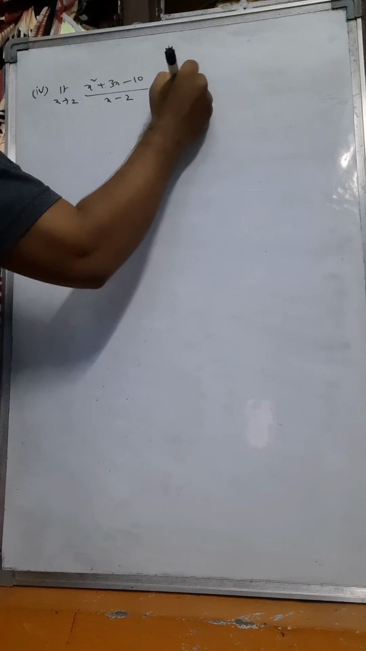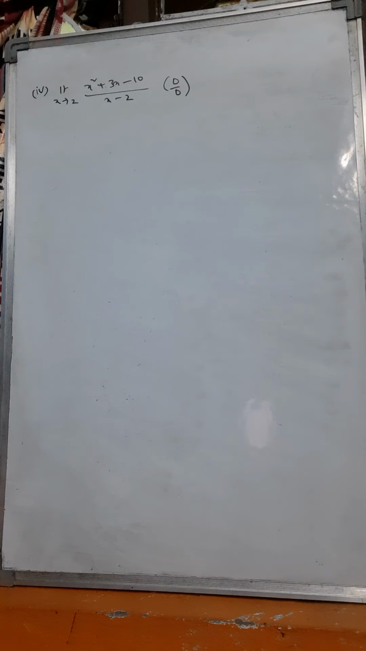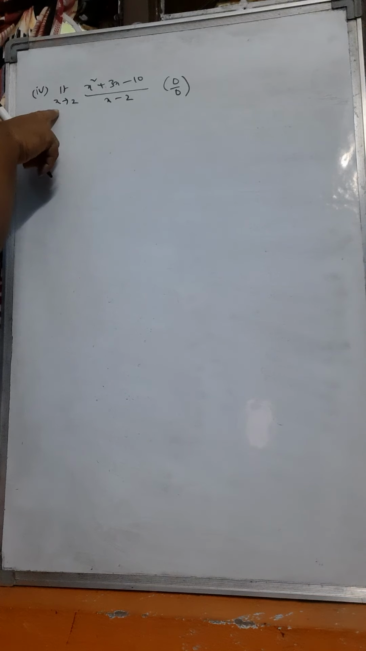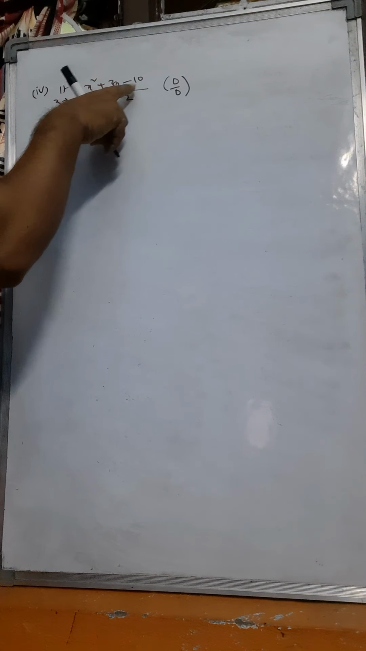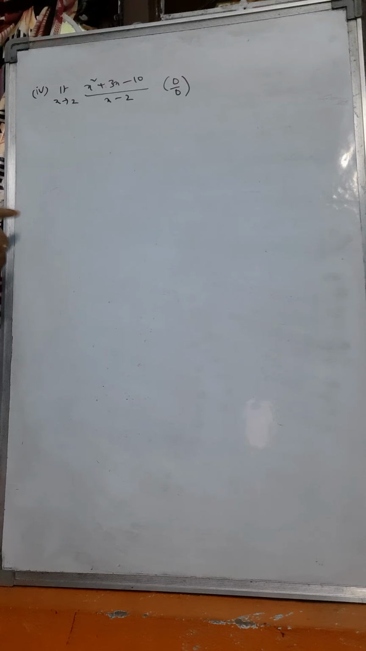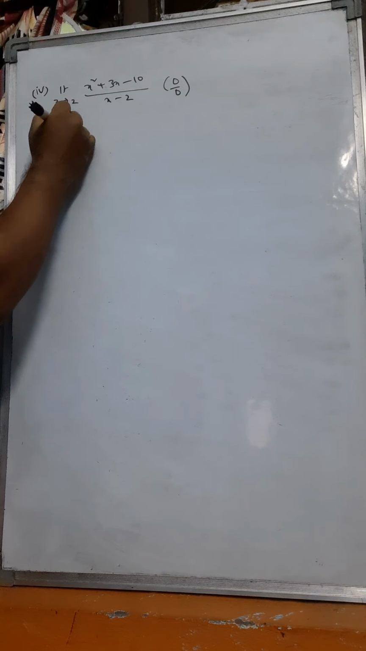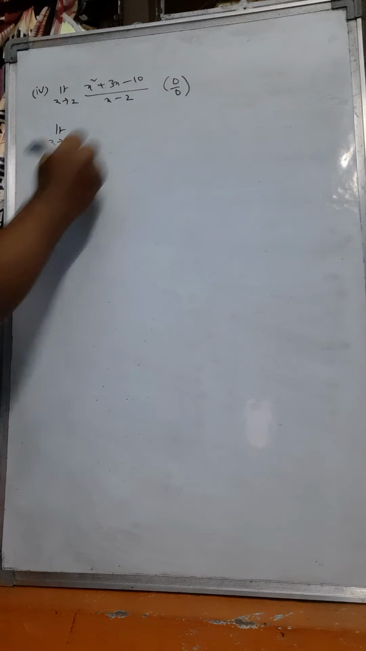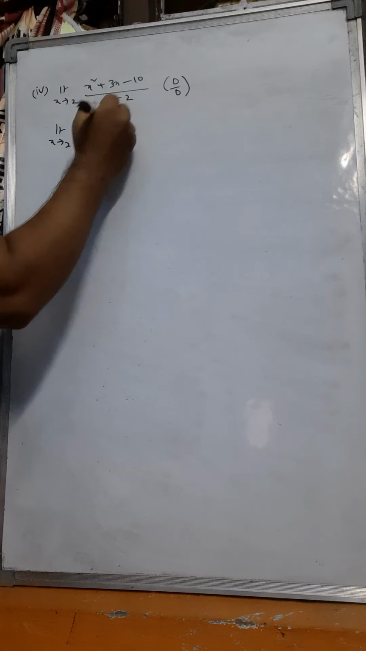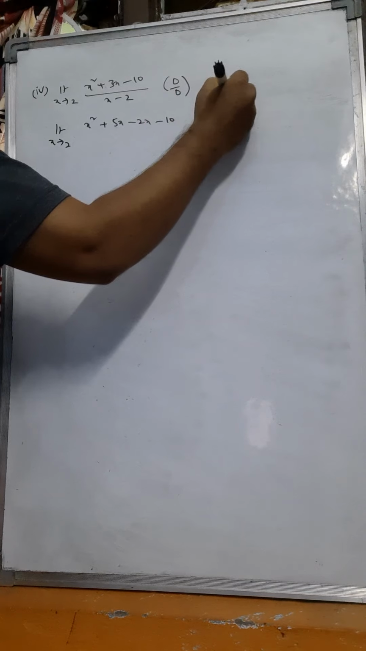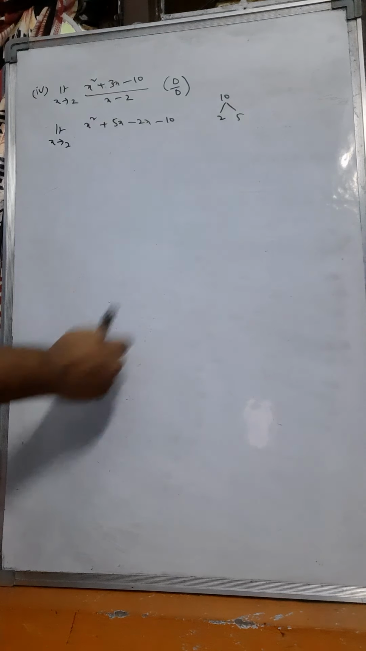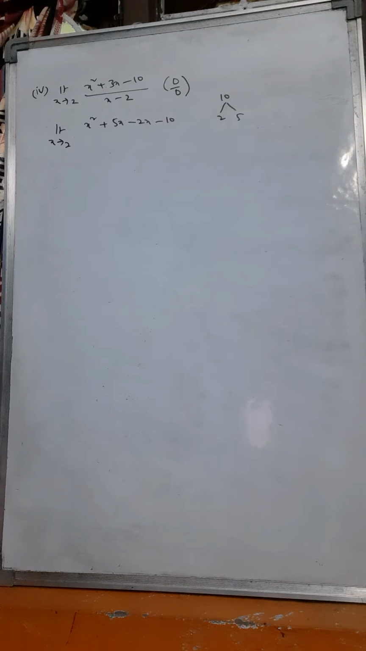In the denominator, 2 minus 2 is equal to 0. So which is indeterminate form, 0 by 0. So we are not able to put x equal to 2. So for this one, x square plus 3x minus 10 equal to 0 means x minus 2 is a factor of the numerator. So take the factorization, x tends to 2, x square plus 5x minus 2x minus 10. 10 means 2 into 5, and 5 minus 2 is equal to 3x.